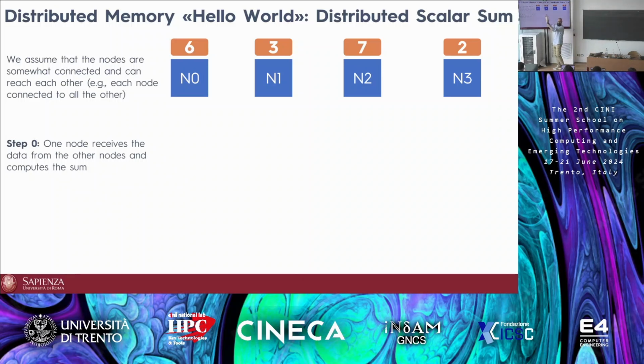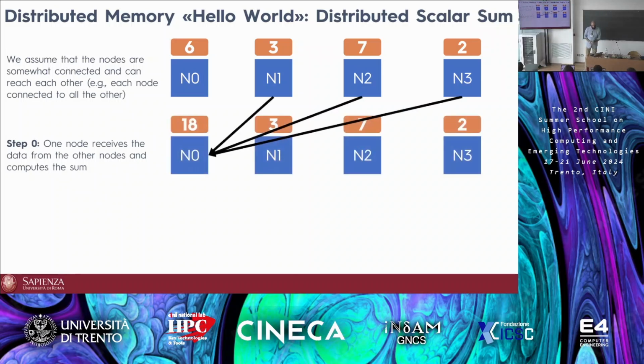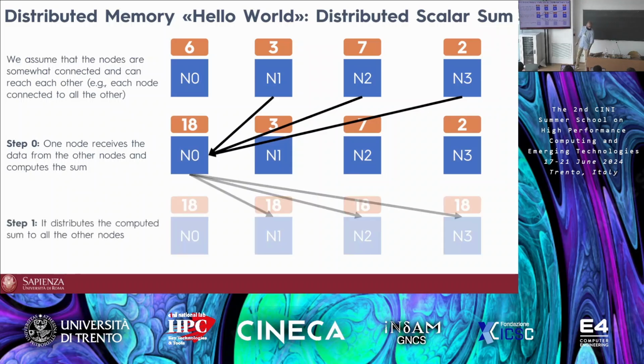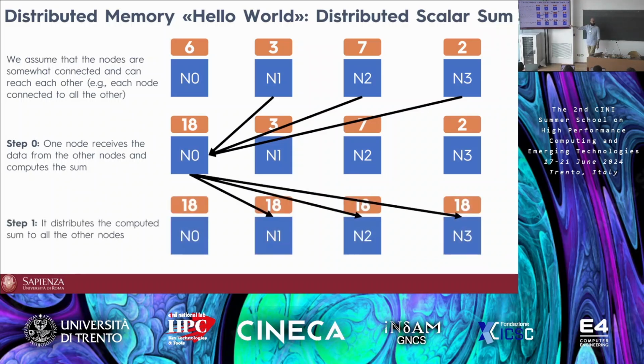That node will compute the sum, and then will send the sum to all the other nodes. So that's a very simple way of doing that. It's not a good way of doing that, but it's simple enough to explain. So they will send the data, it will compute the sum, and it will send the sum back to the other nodes. So now let me make a note here.